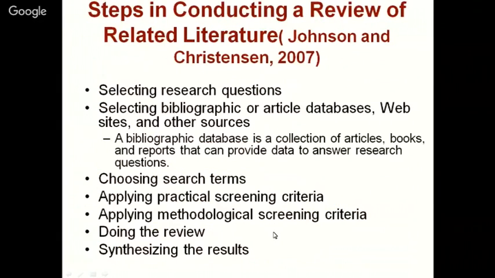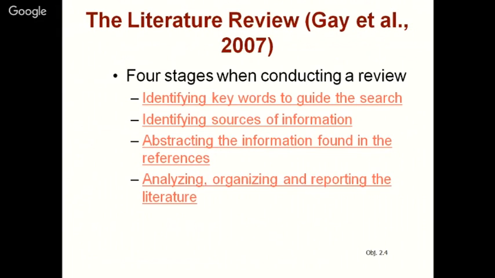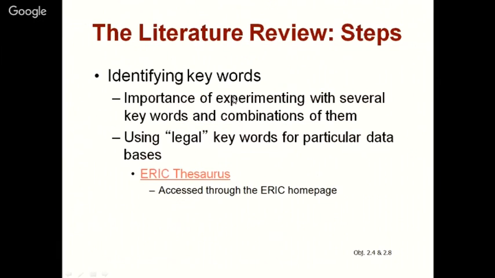I would simply give you Johnson and Christensen. They have tried to give you a list of the steps which can be followed. But I go to another classification given by Gay, which is a simpler way of looking at the steps involved in carrying out review of related literature. The very first step is identifying the keyword.